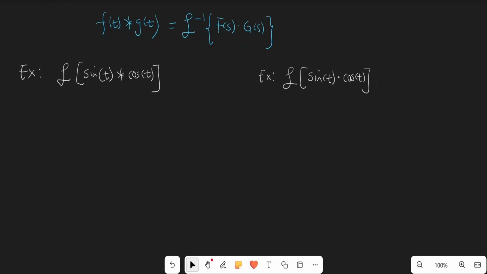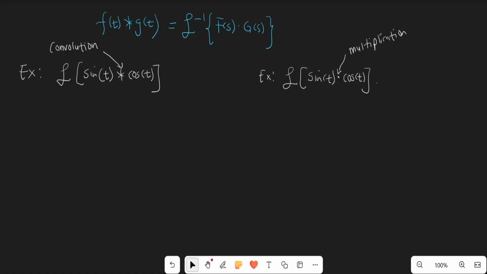So the Laplace transform of sine of t convoluted with cosine of t. But this one is the Laplace transform of sine of t multiplied by cosine of t, so this one is multiplication, the normal multiplication we know. And this one is convolution.